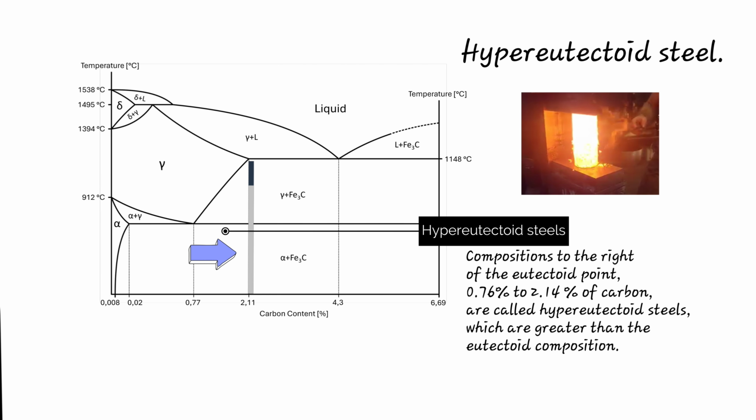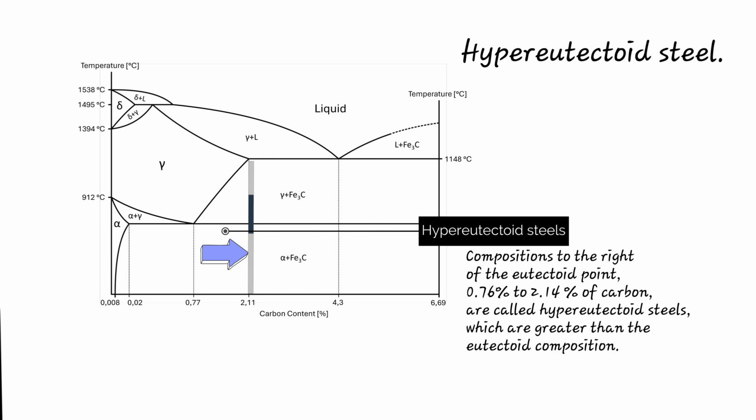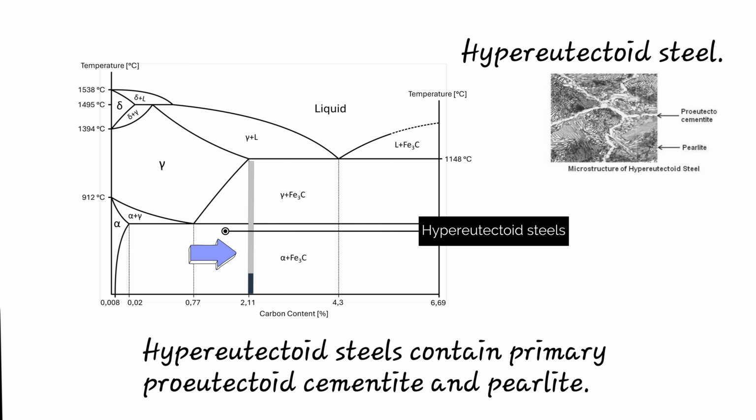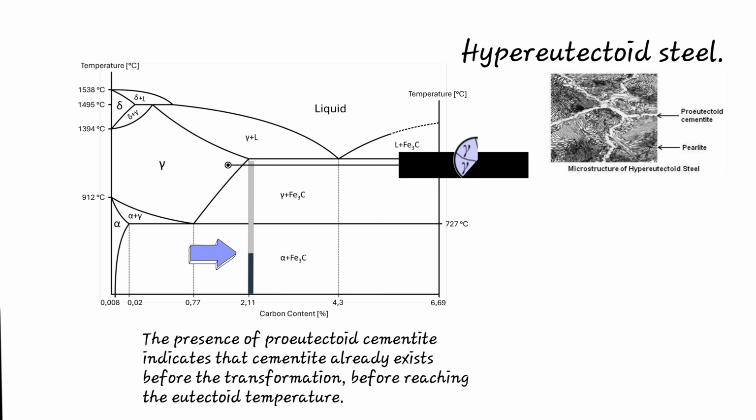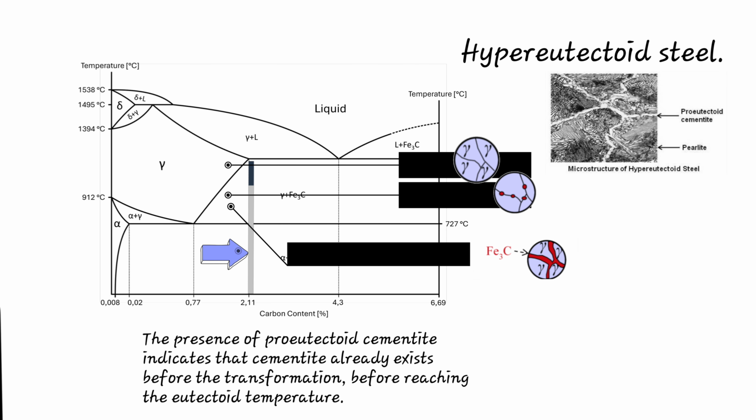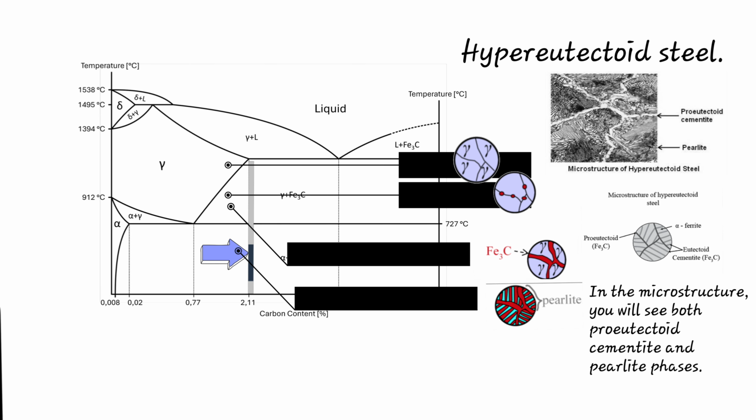Hypereutectoid steel. Compositions to the right of the eutectoid point, 0.76% to 2.14 weight% of carbon, are called hypereutectoid steels, which are greater than the eutectoid composition. Hypereutectoid steels contain primary proeutectoid cementite and pearlite. The presence of proeutectoid cementite indicates that cementite already exists before the transformation, before reaching the eutectoid temperature. In the microstructure, you will see both proeutectoid cementite and pearlite phases.